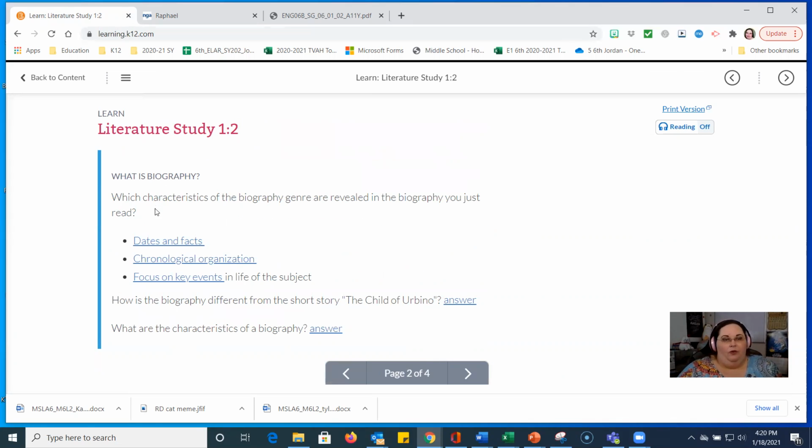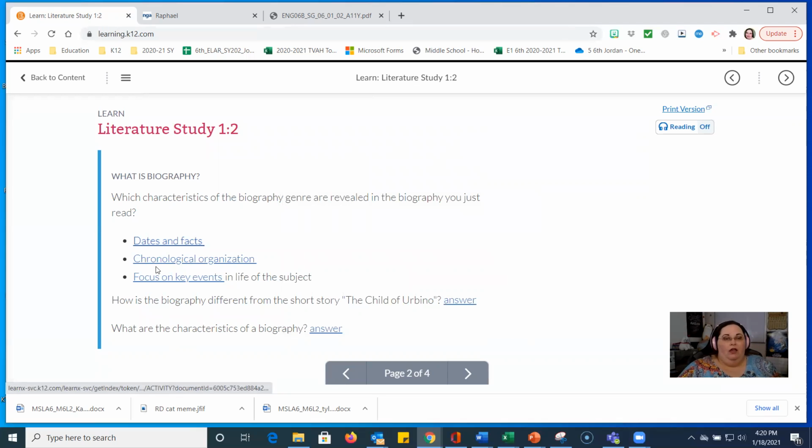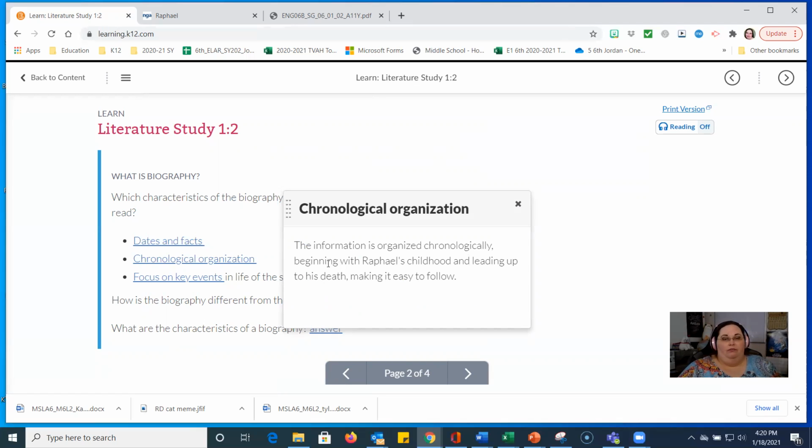What is biography? Which characteristics of the biography genre are revealed in the biography you just read? Dates and facts. These are used to share information about Raphael's life and work, such as the fact that Raphael studied under Perugino after his father died. Chronological organization. The information is organized chronologically, beginning with Raphael's childhood and leading up to his death, making it easy to follow.